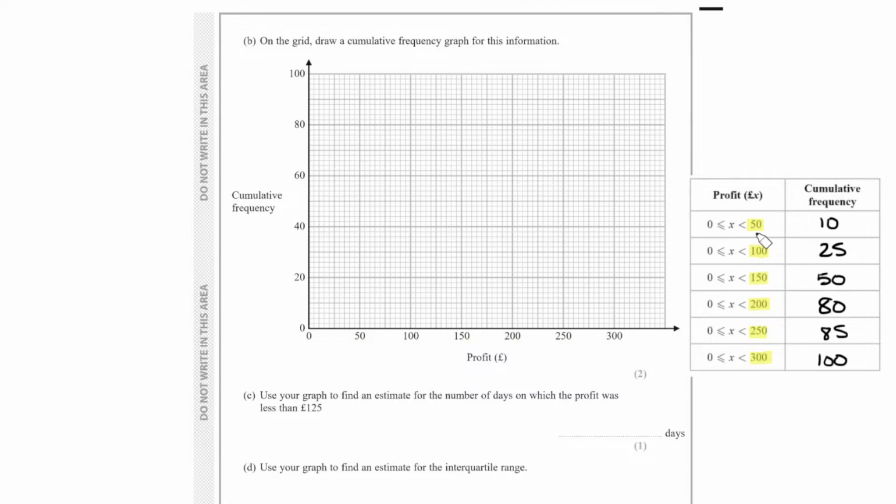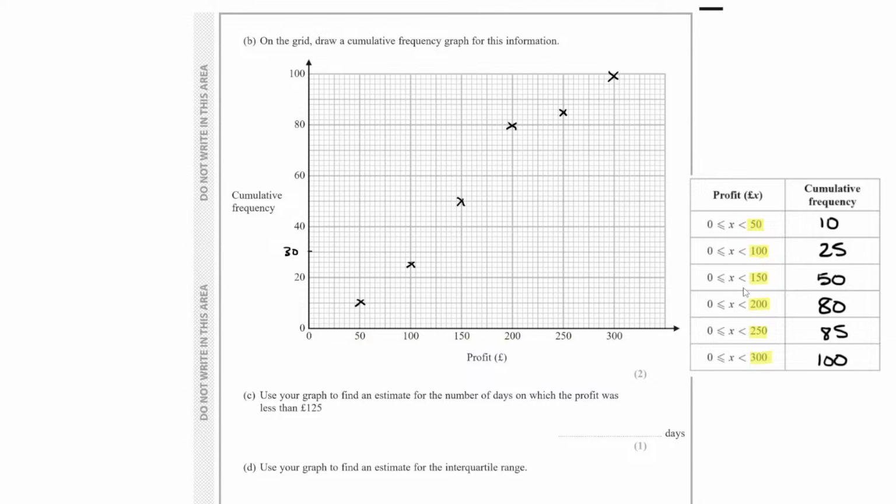So, for example, the first one I need to plot 50 along, 10 up. Just double check your scales as well. Then I need to do 100 and 25. So that one's 30 here, isn't it? Just be careful of the scale. That's 30. So actually 25 is about here. 50 is this one. And then 200 and 80. And then 250 and 85. Again, just be careful with that one. And then 300 and 100.